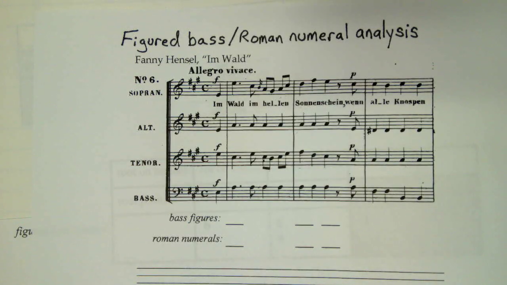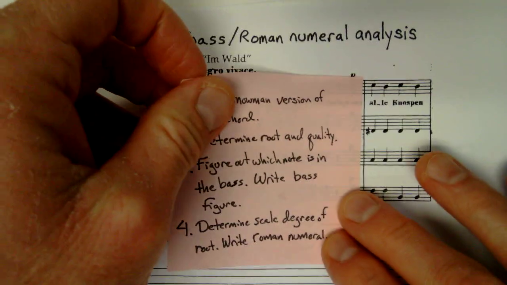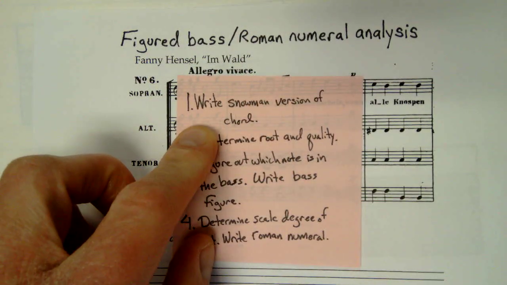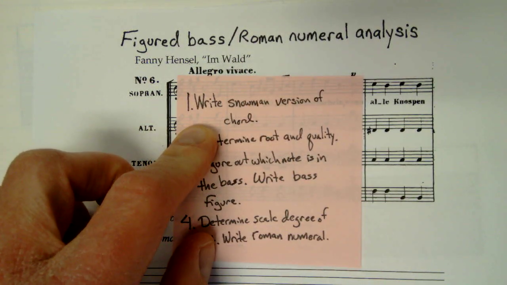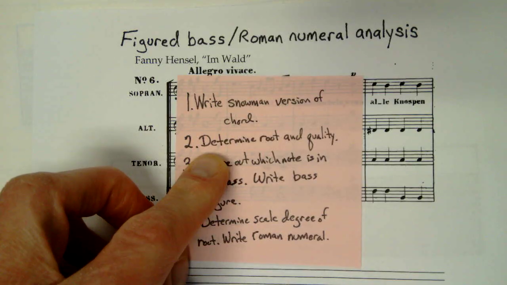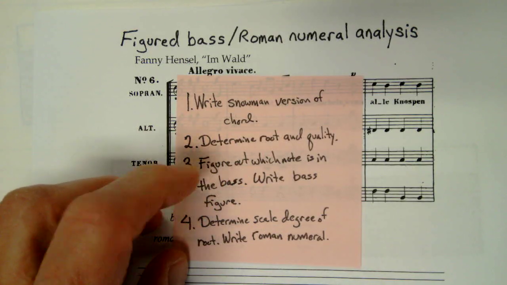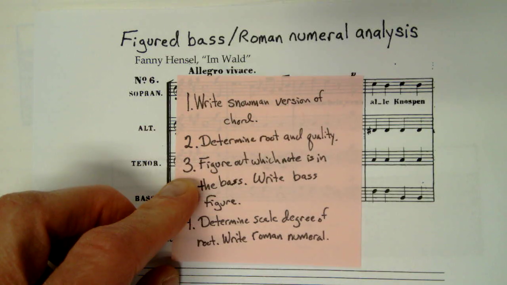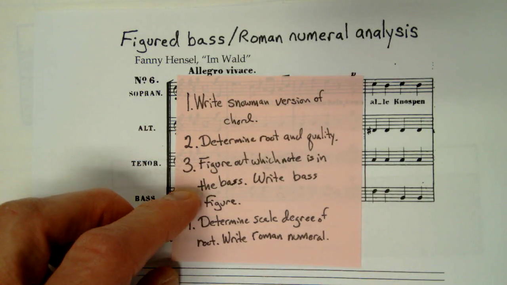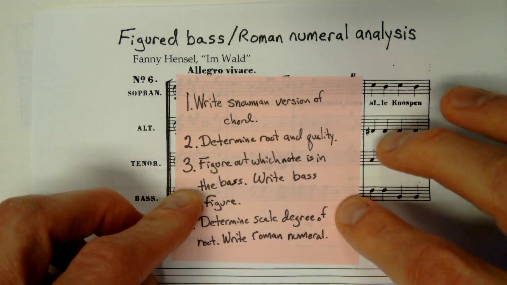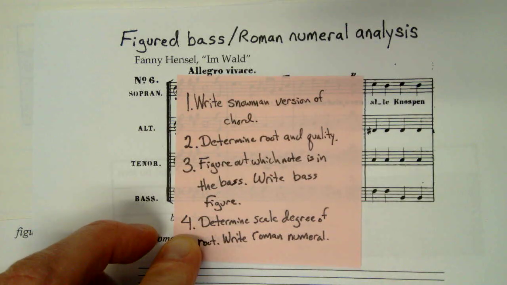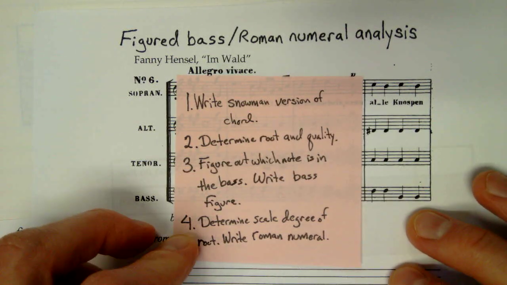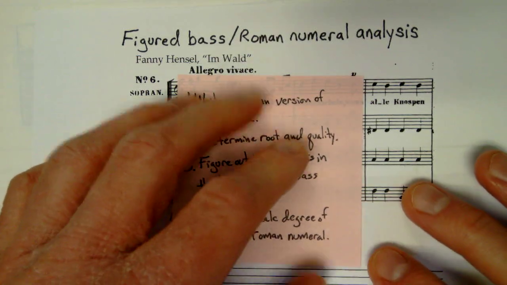Here are the steps that we will follow. First, we will write a snowman version of each chord. Next, we will determine that chord's root and quality. Then, we will figure out which member of the chord is in the bass, and then we'll use that information to write the bass figure. Finally, we will determine the scale degree of the root, and we will use that information to write the Roman numeral.